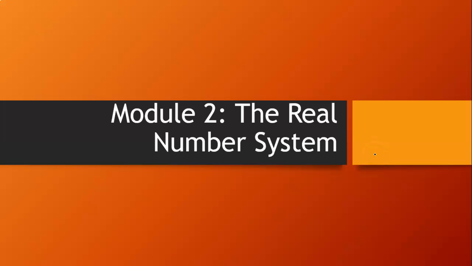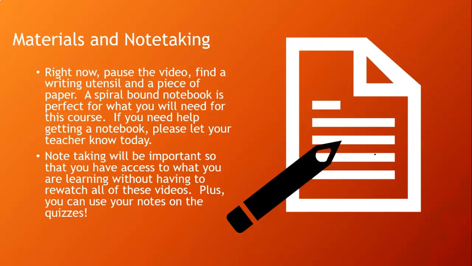Welcome back. Today we're ready for Module 2, the Real Number System. Make sure that you have your notebook and your paper out. Remember, you're going to need a spiral bound notebook for the course. If you need help getting a notebook, you need to let your teacher know today. We need to get that taken care of this week if possible. Remember, the incentive for you is that you can use your notes on all your quizzes, so you want to have access to those.